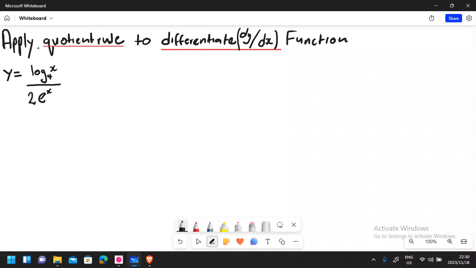Today in this video we'll be finding the derivative of this function here. Before we start though, you can pause and do this problem, and let's see if you're going to get the same answer as the one that I'm going to get at the end of this video.